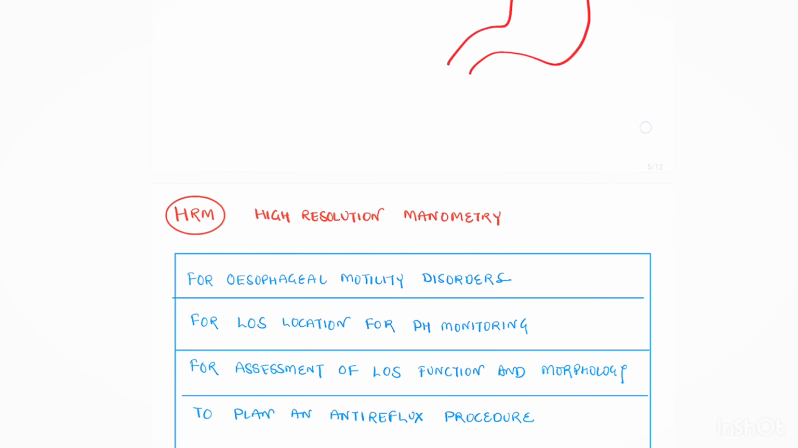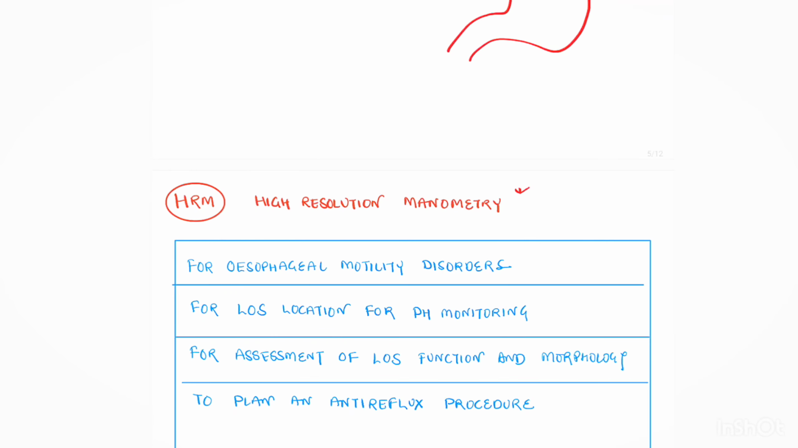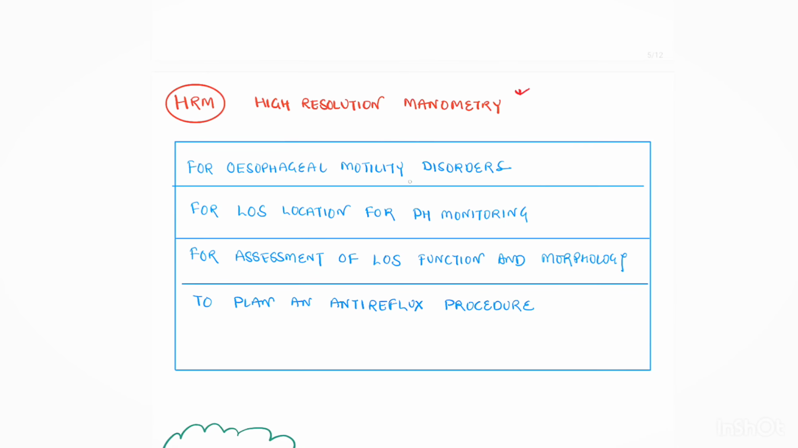And the third investigation is high resolution manometry. What is the role of high resolution manometry? It is done for esophageal motility disorder as discussed, like achalasia, and to know more about the location for pH monitoring, and for the assessment of LES function and morphology, and to plan an anti-reflux procedure like Nissen fundoplication, etc. We will discuss these surgeries more in the upcoming slides.